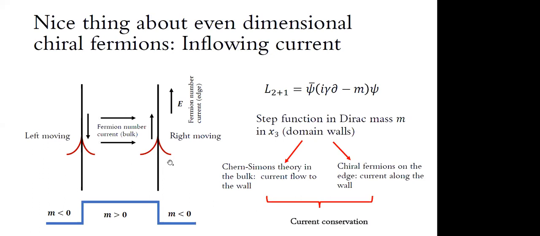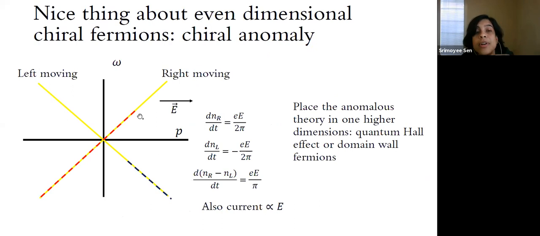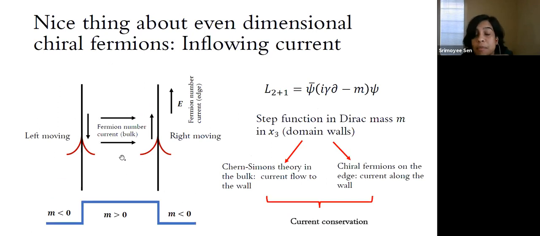Now if I apply an in-plane electric field in this sample, an in-plane electric field that is parallel to the edge of the sample, then there is current flow in the bulk towards the walls, and there's a current on the wall. And so as a result, you have current conservation. The thing that I was describing here, that if you have one particular chirality of fermion in a 1+1D system, you're in trouble. The trouble goes away if you place it in a higher dimensional theory.